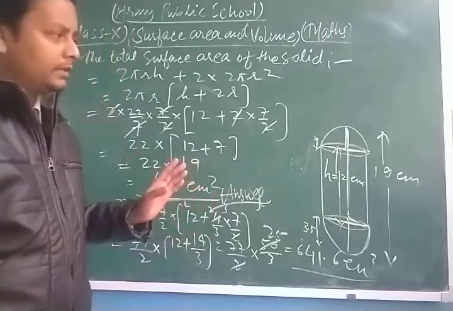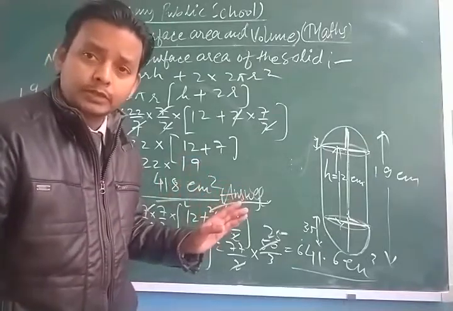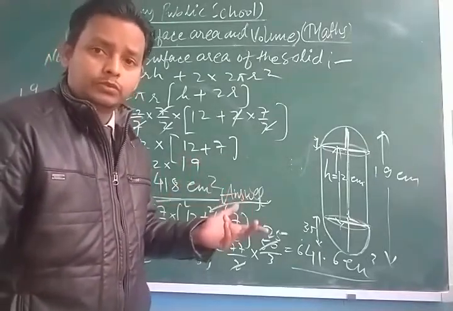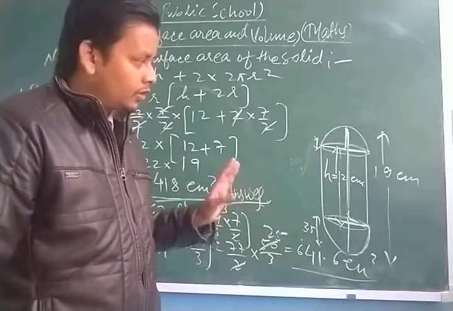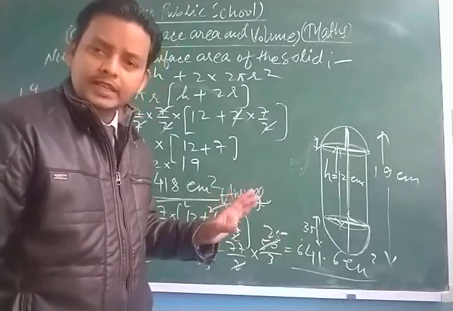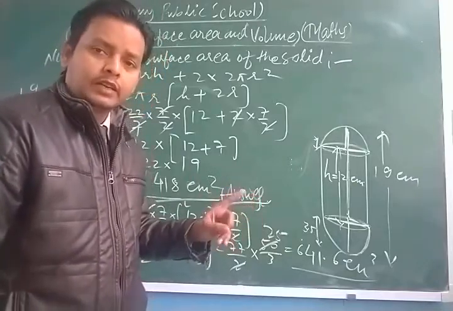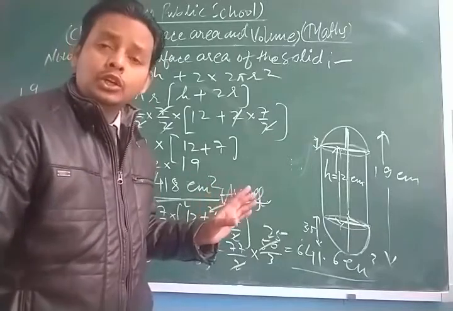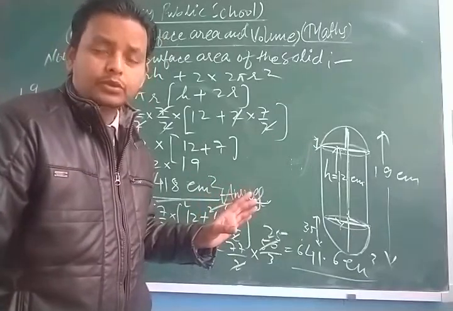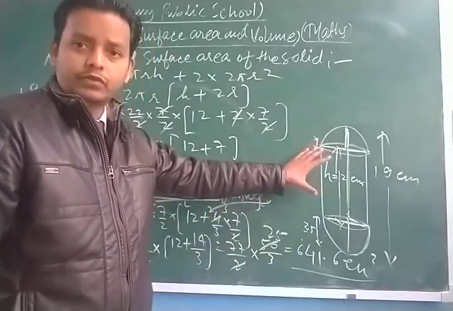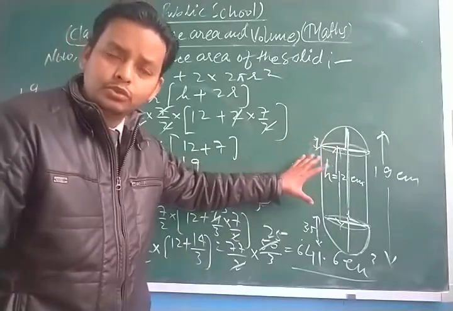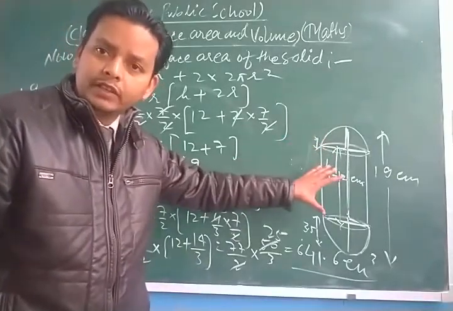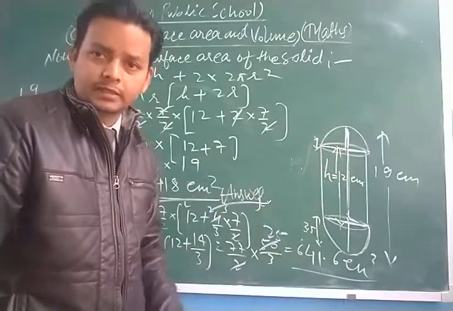So this is a very important question. Let's see once more what is the concept for solving this question. First of all, according to the question, a toy is in the form of a cylinder having two hemispherical ends. First of all, dear student, in that type of question you draw the figure. After drawing the figure, your question is very easy.